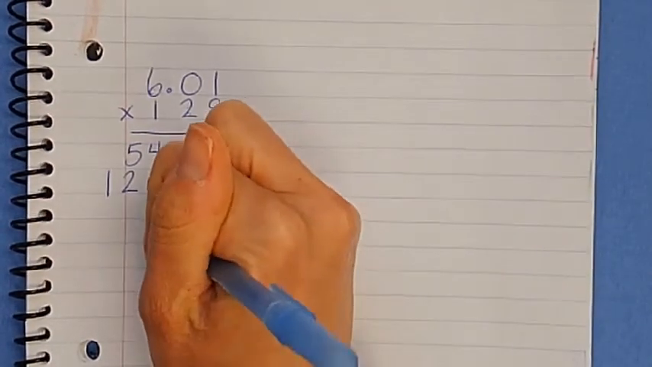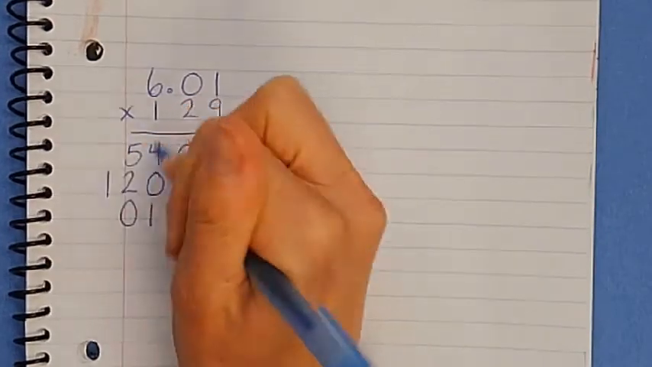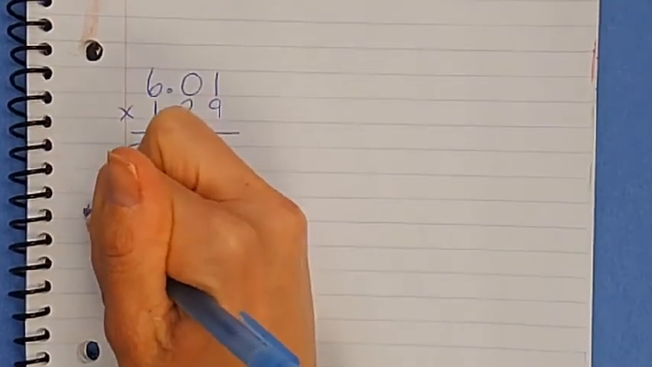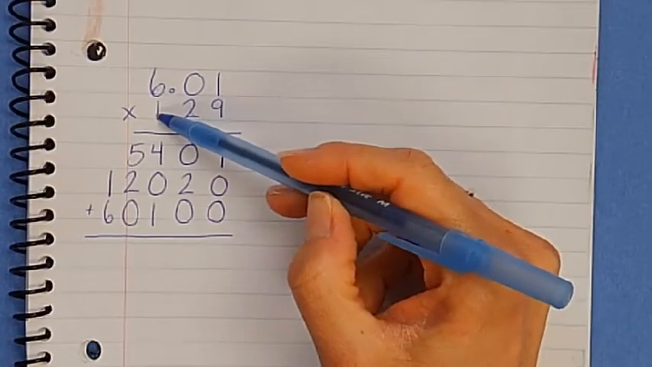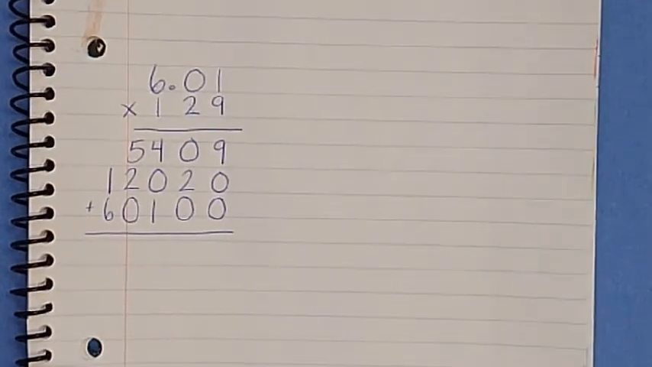1 times 1 is 1. 1 times 0 is 0. 1 times 6 is 6. I have 3 partial products because I have 1, 2, 3 places in the factor that I am multiplying.